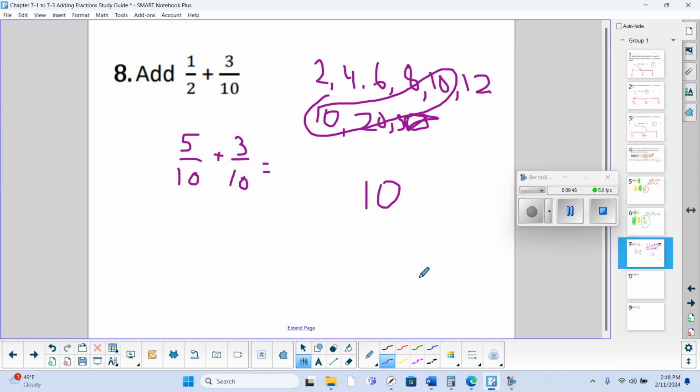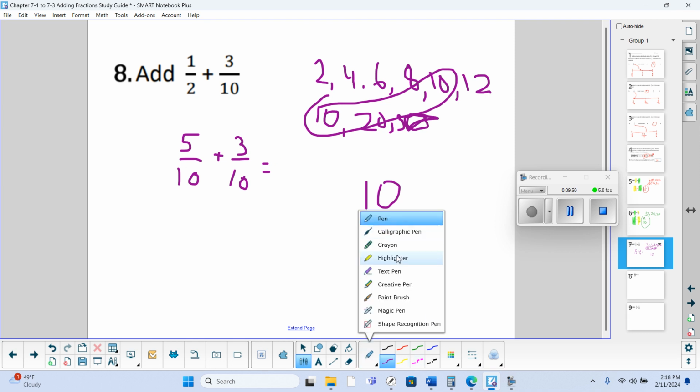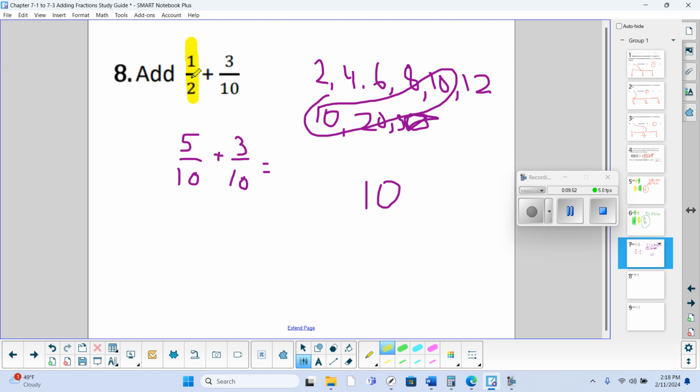So let's remind you again. I know some of you are getting sick of seeing this, but I think it's important to know that 1/2 is equivalent to, it's the same as 5/10, and that 3/10 is equivalent to, it is the same as itself, 3/10. But now that we have the common denominators, we can add the numerators, but keep the denominator the same. We have 5/10 plus 3/10 equals 8/10.